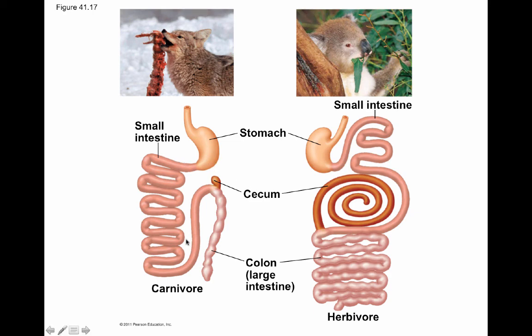You'll also notice that the digestive system overall is longer in the herbivore, particularly this large intestine. So that's where we're going to take the time to compact the waste and to get the water out of it. And so the cecum is one of the biggest things, though, to tell whether it's an herbivore or carnivore.